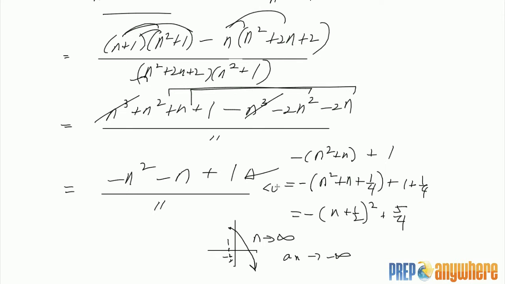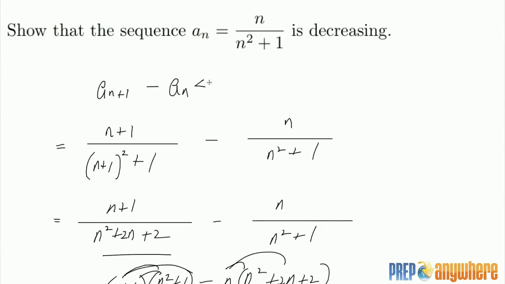The numerator is negative, maybe beyond 2. I can find out exactly what the x-intercept is, but I'm not even going to bother. You just know that after 2 or 3, it's going to continue to be negative and it'll stay negative. So we have a negative divided by positive, so this whole thing is negative. So that means, going back up here, a_{n+1} is less than a_n. So that means it's a decreasing function.